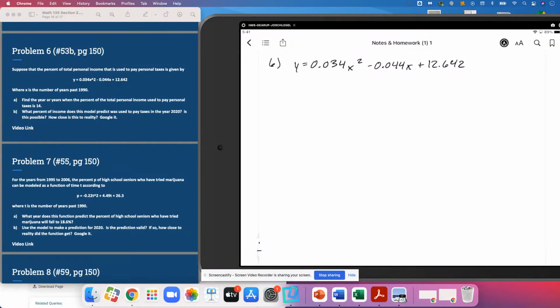A problem about everyone's favorite thing, paying personal income tax. That equation right there represents the percent of a person's income on average that goes to pay personal tax after the year 1990. And X represents the years past 1990 in this case.